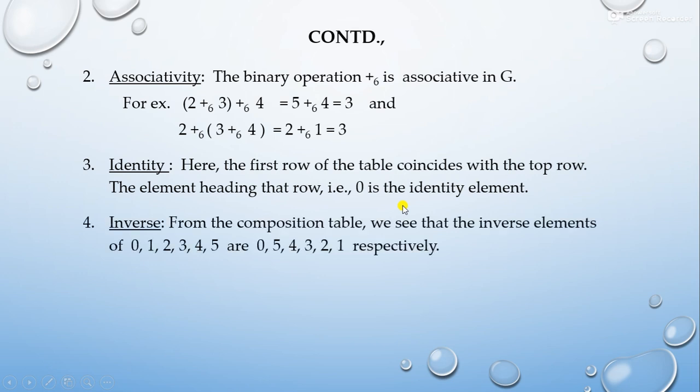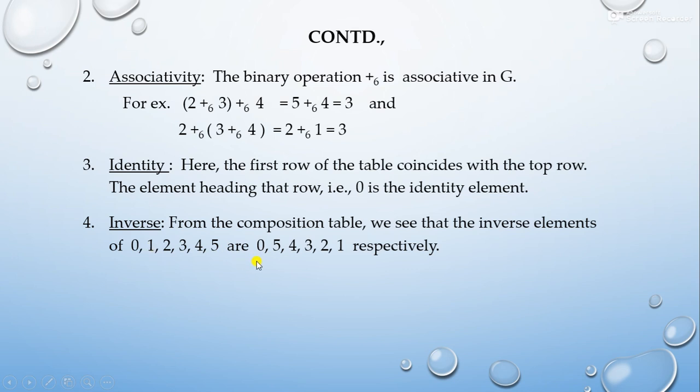Now the inverse. As earlier, you check from your composite table that 0 is the identity. When you add an element of the set with another element and you get the identity, you can say that that element is the inverse of that one. So when you check 0 plus 0 you get 0. It means that 0 is the inverse of 0.